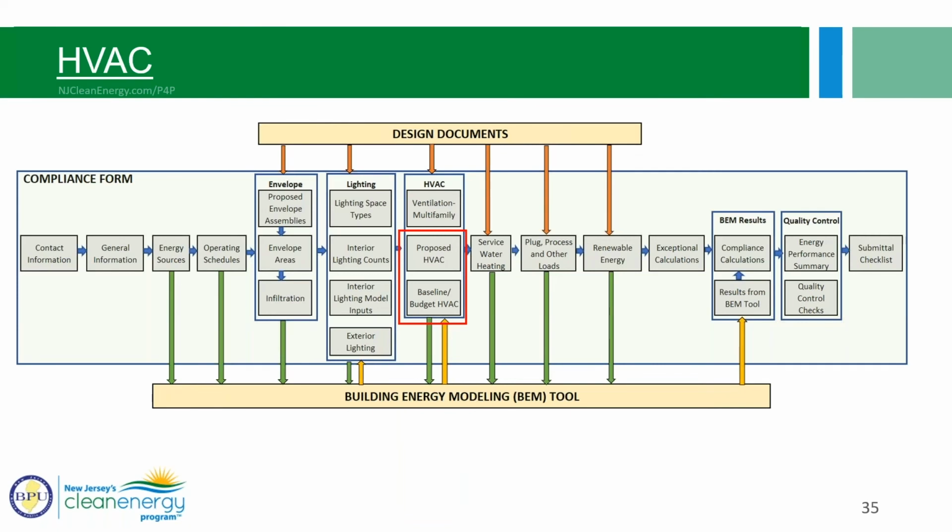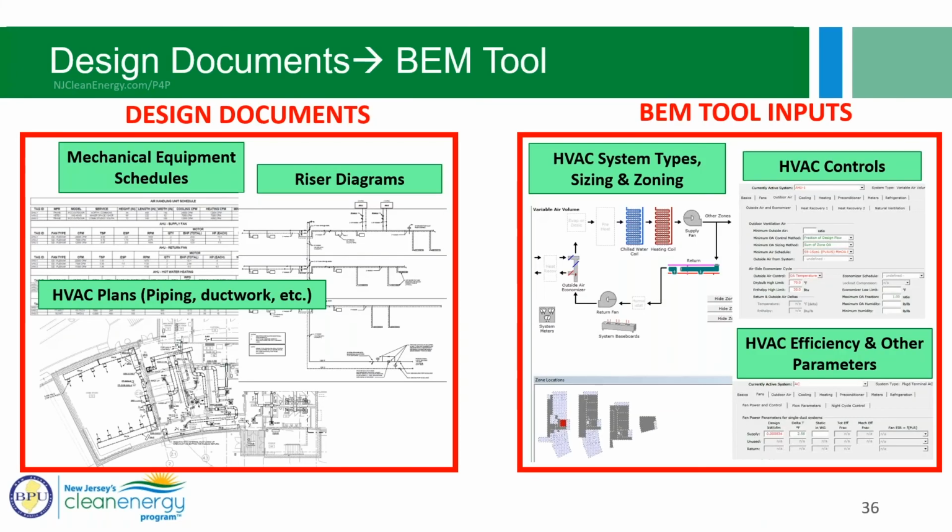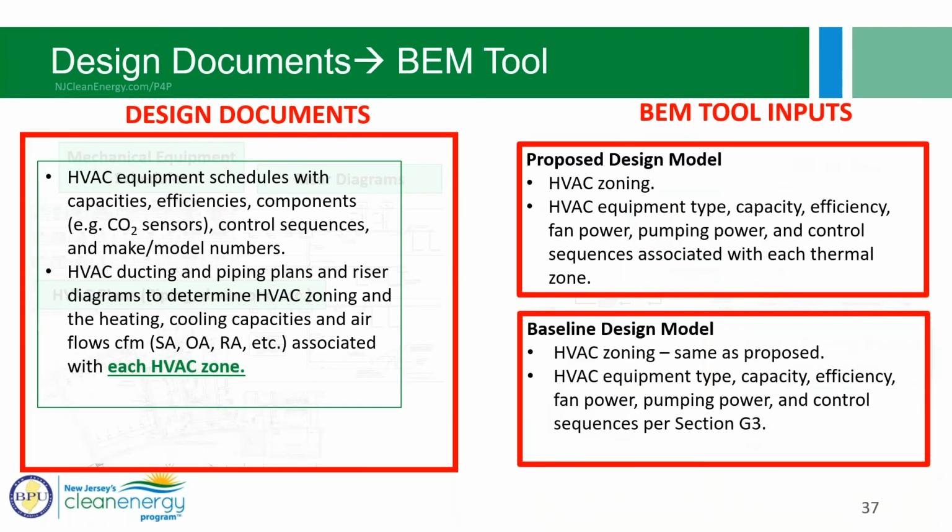Okay, so next we have HVAC, and we'll be focusing on the tabs you see outlined in red here on this particular slide. Okay, so HVAC is also quite complex in that in the design docs, we've got mechanical schedules, we've got riser diagrams, we've got plans for piping, ductwork, etc. Then in the BEM tool, you need to characterize system types, sizing, zoning, controls, efficiency. There are many, many parameters, and they need to be organized.